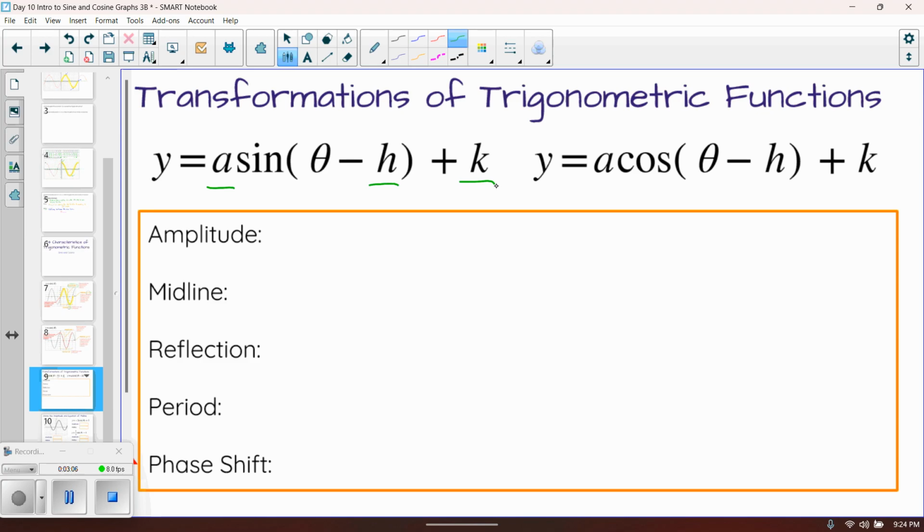If you remember correctly, K is going to be your vertical shift. It's going to shift things up and down. H is going to be a horizontal shift, which is going to go left and right. And then A does a couple of things. A will stretch or shrink something vertically, and if A is negative, it will flip it. Typically, it reflects it over the x-axis. In this case, it's actually going to reflect it over the midline. So let's see how all that stuff plays into the amplitude, midline, reflection, period, and this thing called phase shift, which we haven't seen before.